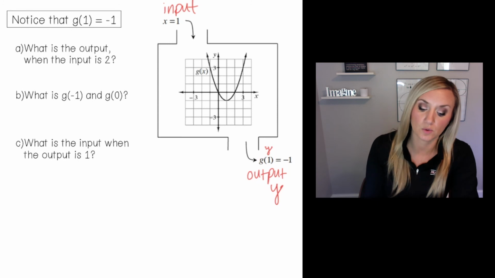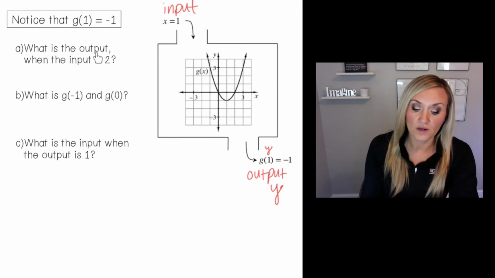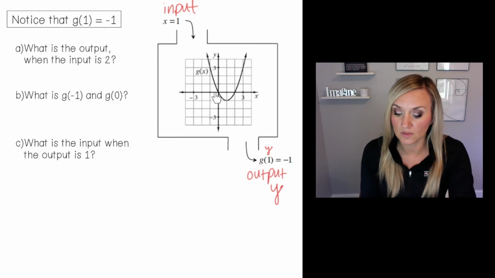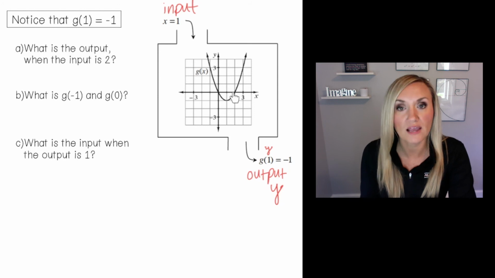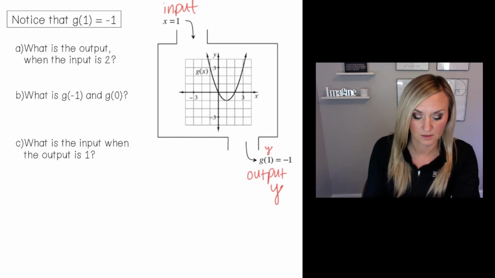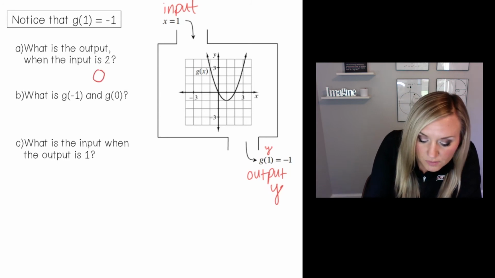Okay, so here's the question. What is the output? What's our y when the input is +2? So I'm going to go to the x and find +2. So here's 1, 2. And where is the output? Where is my graph? It's right on it. But for the y, it's 0, because here's 0, here's 1, here's 2. It's 0 when it's 2. So there we go, 0.